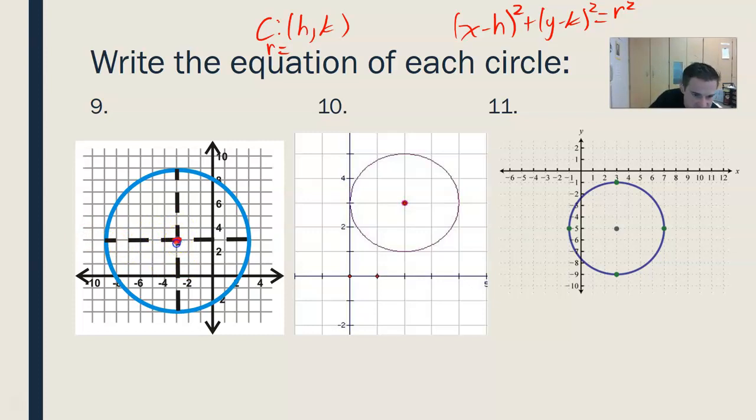So here's the center of my circle. Looks like that's at -3 in the x direction and 3 in the y direction. So the center of the circle is (-3, 3). Well, that's good. That's part of the information that I need.